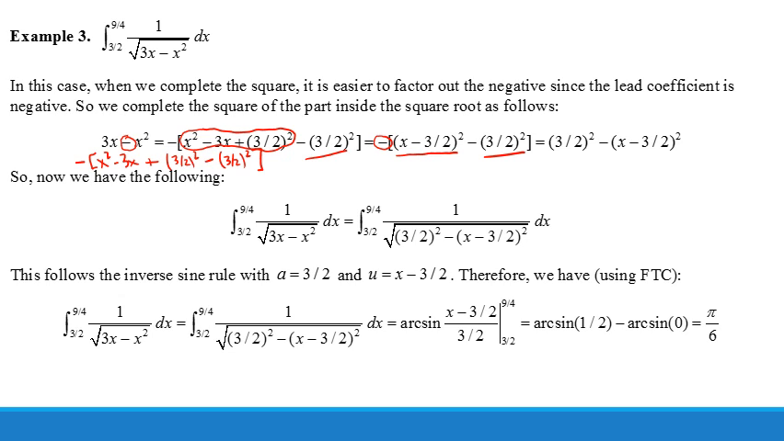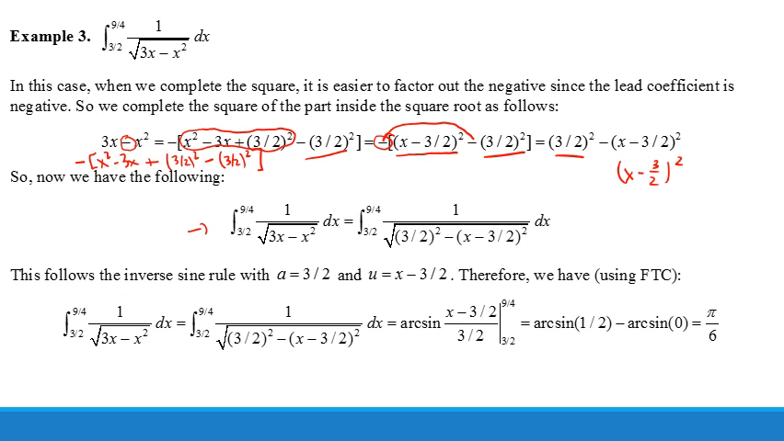Okay, and then I distribute my negative. So I'm going to distribute my negative to both terms. So to this one, and then finally over to this one. That's how I get the positive 3 halves squared and then minus x minus 3 halves squared. So this kind of looks a little odd when I typed it. Probably the way that you might write that would be like that. Okay, so now down here on this line, we have the integral from 3 halves to 9 fourths, 1 over square root 3x minus x squared dx. I just rewrote the problem after I completed the square.